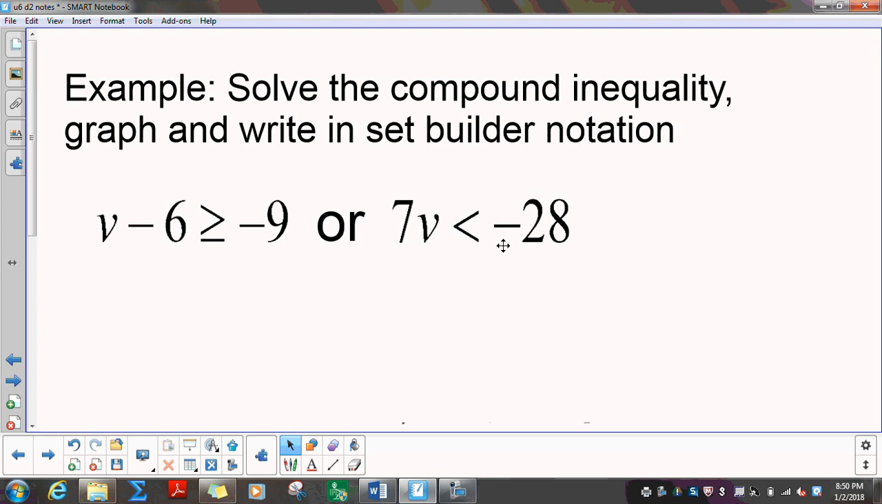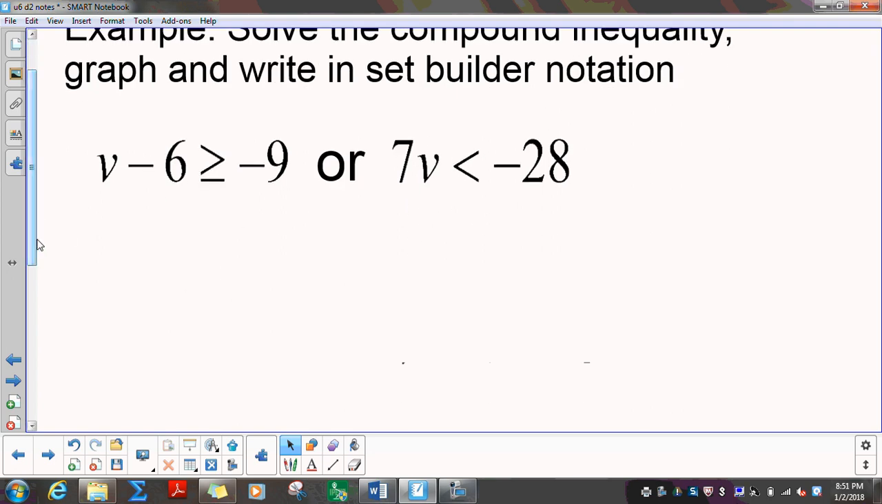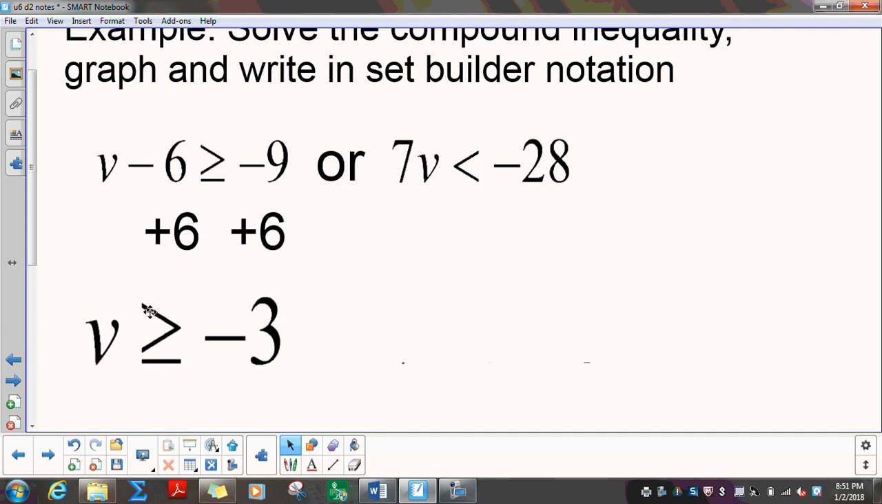Okay, it says v minus 6 is greater than or equal to negative 9, or 7v is less than negative 28. So it's the word or. That's really important that we know, because that's also going to be in our answer. Now you can see there's two very distinct inequalities. We're just going to solve them like we normally would. So v minus 6 is greater than or equal to negative 9. We're just trying to get v by itself, so we add 6 to both sides. We get v is greater than or equal to negative 3.